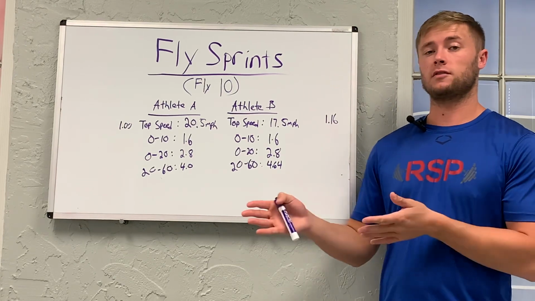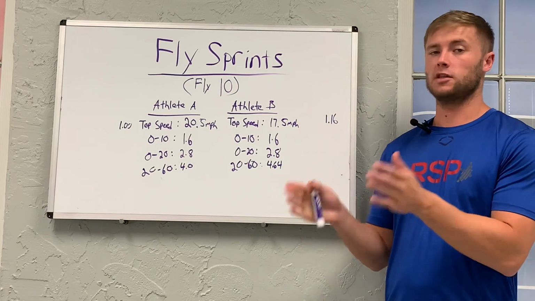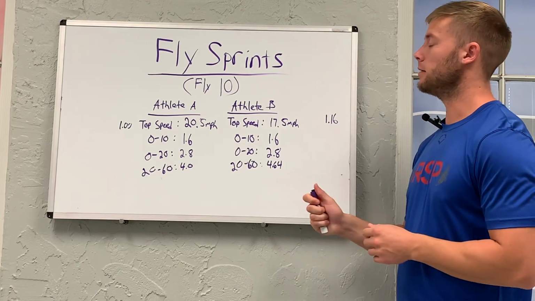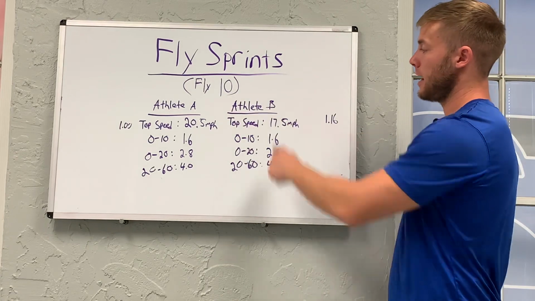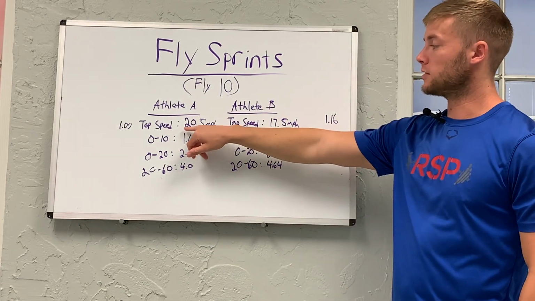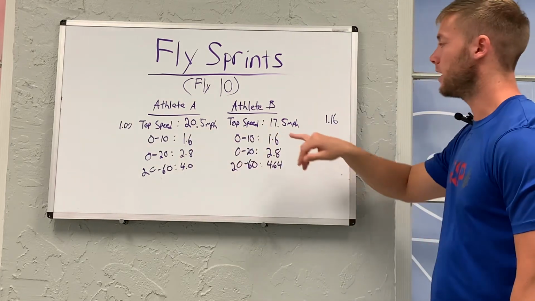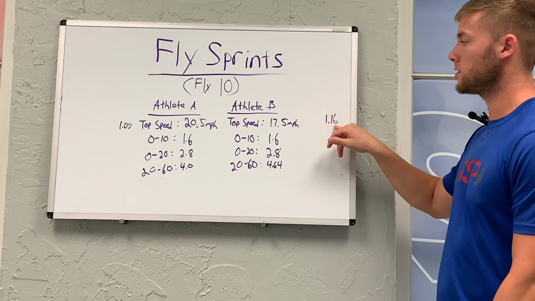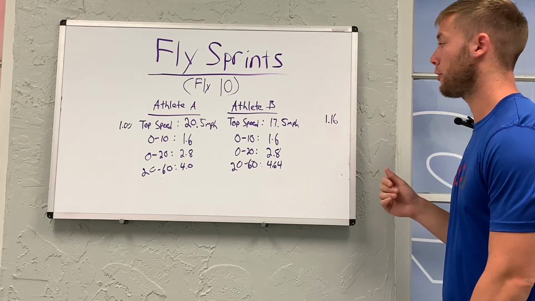So we give the athletes a 20-yard buildup into a flying 10-yard window. So we just measure 10 yards. So the total sprint is about 30. So in the case of a 60, okay, let's use two athletes here. We have athlete A, athlete B. Athlete A runs at a top speed of 20.5 miles per hour, which gives us a 1 second flat flying 10. Athlete B runs 17.5 miles per hour, which gives us a 1.16 flying 10. So about a tenth and a half difference through 10 yards.